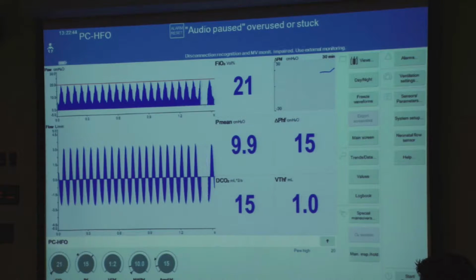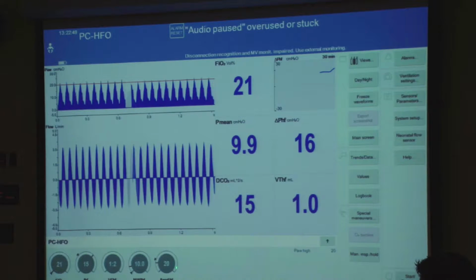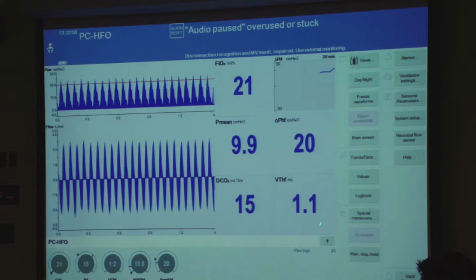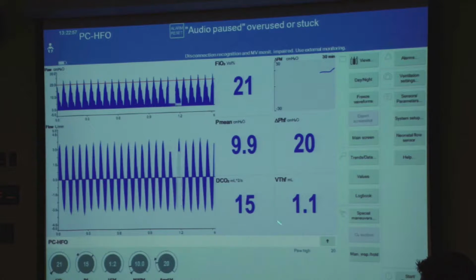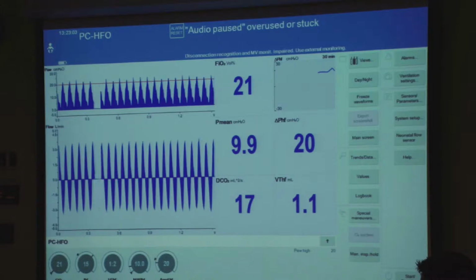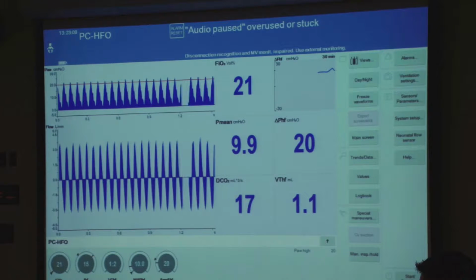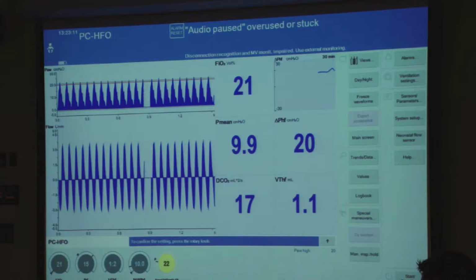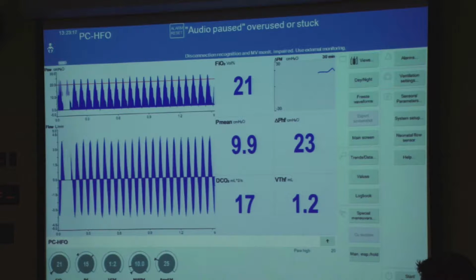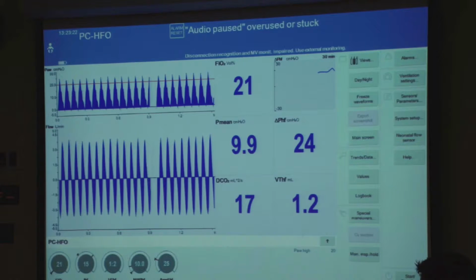So let's try to go back, and we already tried 20. So 20 means that we are actually getting 20. We're increasing our tidal volume high frequency, our VTHF here, and that's always impacting the DCO2. Let's assume that we need more ventilation, and we go to 25. I'm scaling up relatively quickly, and we're already seeing something there.